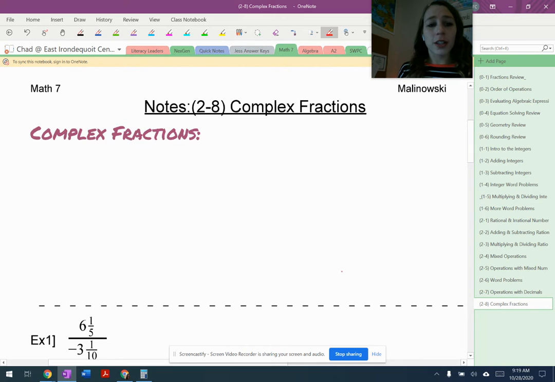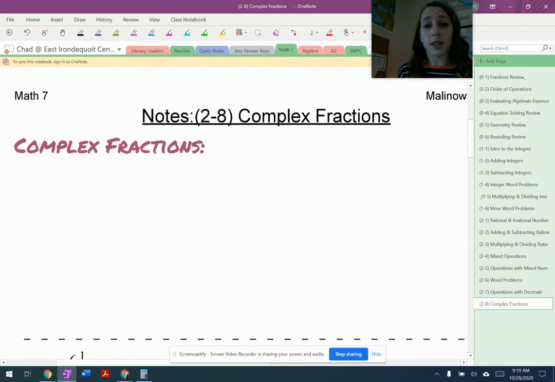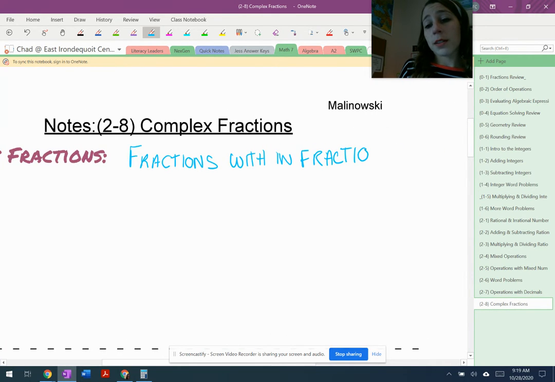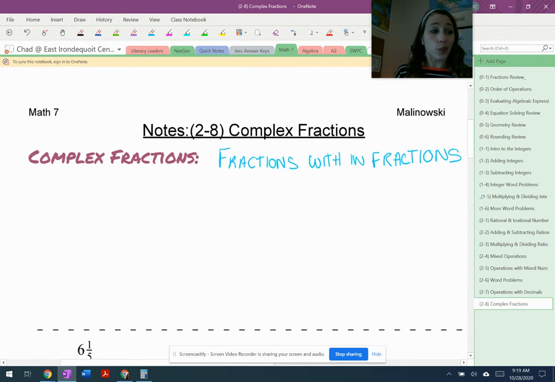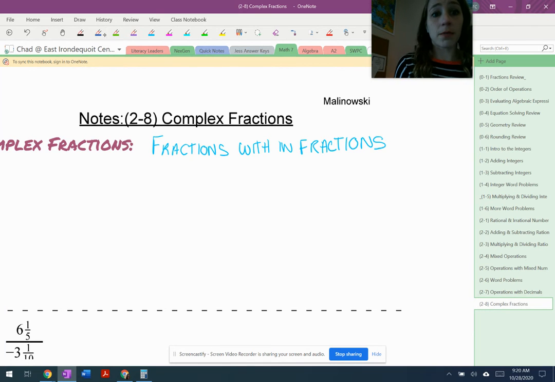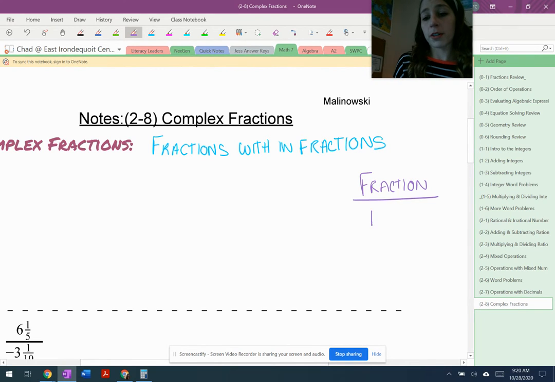So a complex fraction, as you might have guessed from your homework problems and the examples below, is simply just a fraction of fractions within fractions. That's what makes them complex. Complex fractions are just fractions within fractions. And so it's going to look like something like a fraction over a fraction.